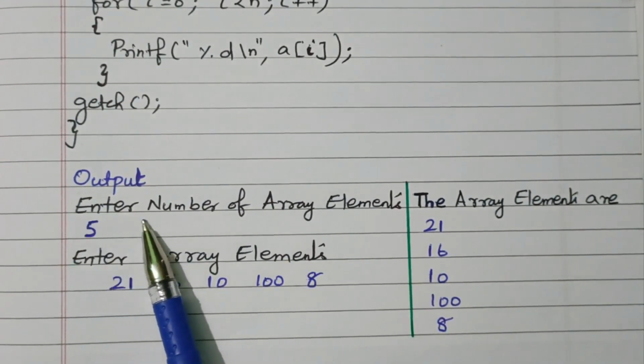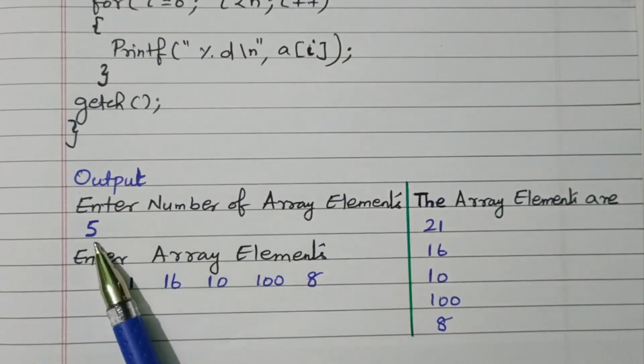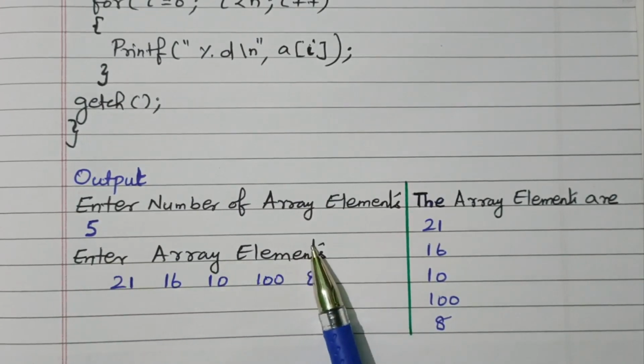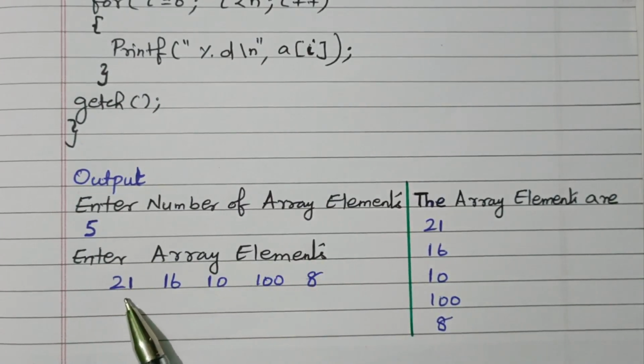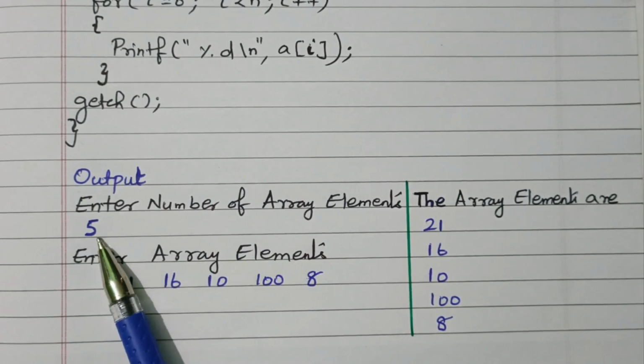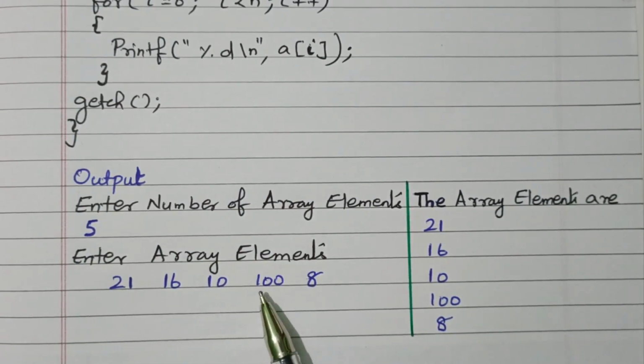First we ask the user to enter the number of array elements. So the user enters 5. After that we ask the user to enter the array elements. This we already discussed in the example, so we can take the same numbers: 21, 16, 10, 100, 8. The user enters 5 numbers, and they are stored correspondingly in a[0], a[1], a[2], a[3], a[4].